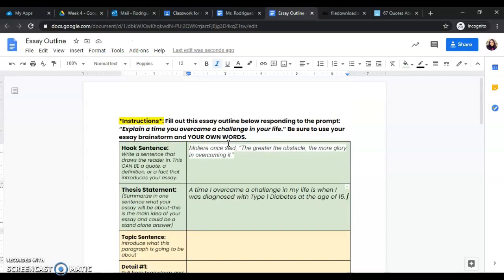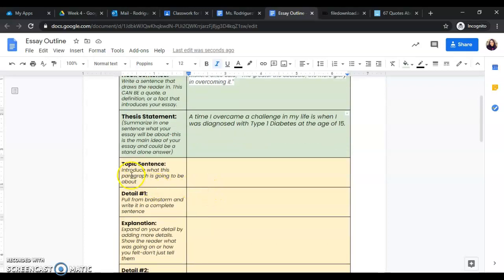Because this isn't our full essay. This is just the outline. Our outline doesn't have to be perfect. It doesn't have to really flow. We're just getting our sentences out in an organized manner on paper. That's all we're doing. So then you have this topic sentence.